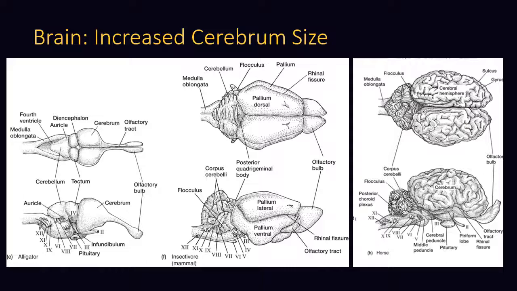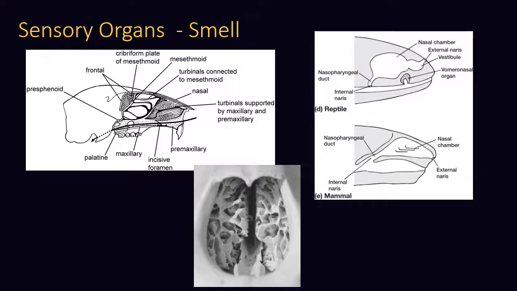So you increase cerebral size. Another thing that mammals typically are pretty good at, humans not so good at this, is the sense of smell. We have an extremely good sense of smell. I said the clade mammals.